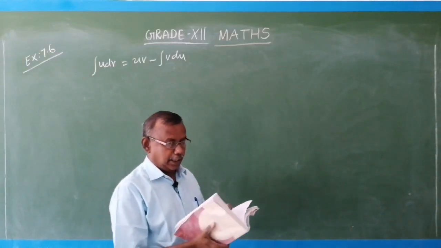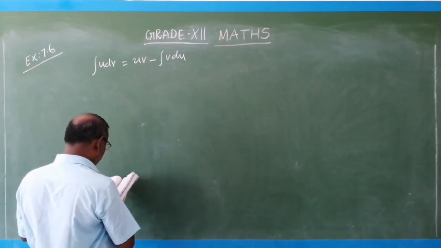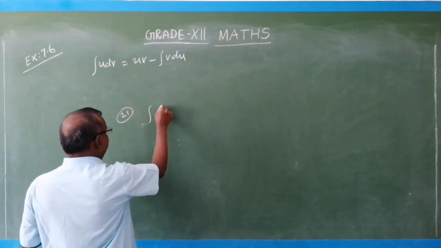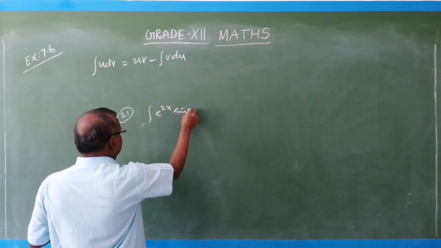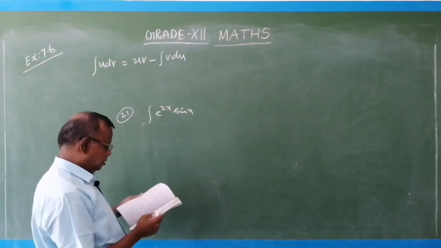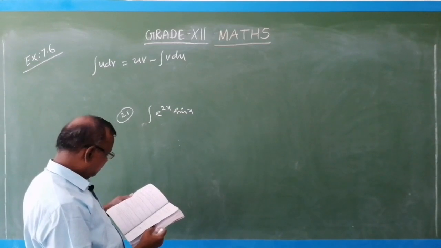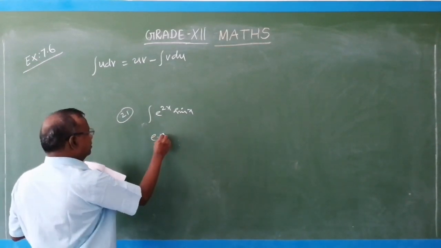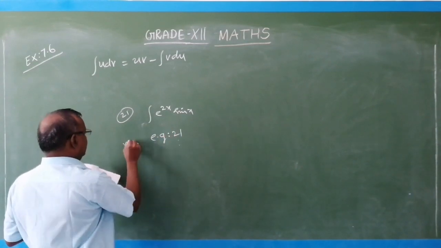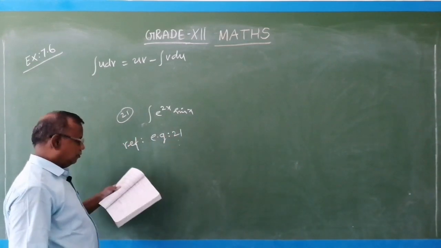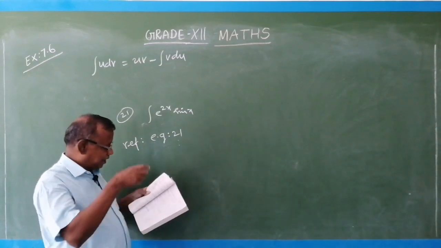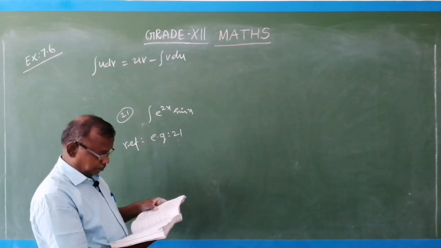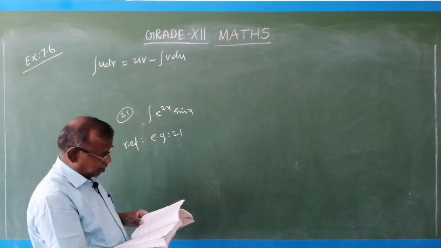Next question, exercise 21. The question is integral e power 2x into sin x. This is of the same type as example 21, so refer to example 21. There it is given as e power x into sin x. The same way you can solve this problem, so please try to do this.